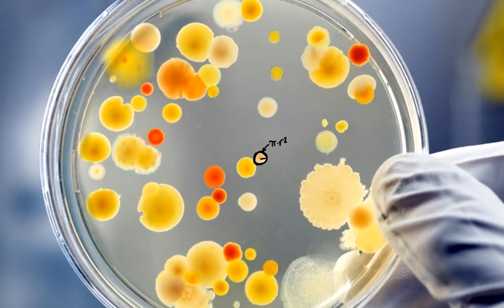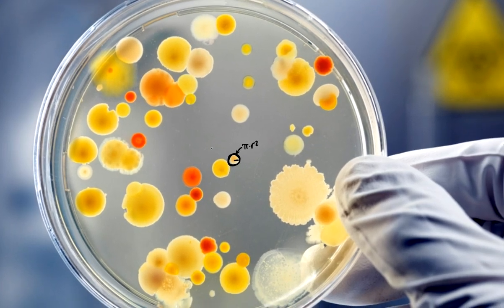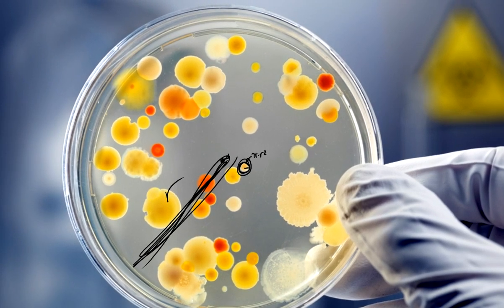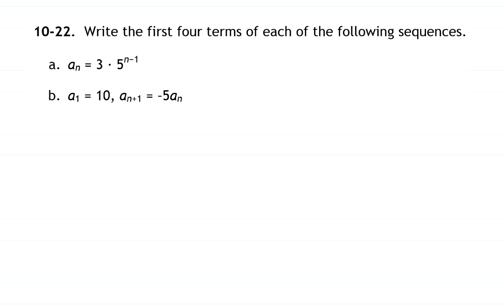So I could calculate its radius and then calculate the area of that. And if I zoom out and I know the radius of the entire petri dish, I can figure out its area, and then the percent coverage would be this thing's area divided by the total area. But that's not what this problem's about. We're supposed to find the first four terms of each of the following sequences. So if you take a look at these, this first one is actually an explicit formula, right? And the second one is a recursive formula.